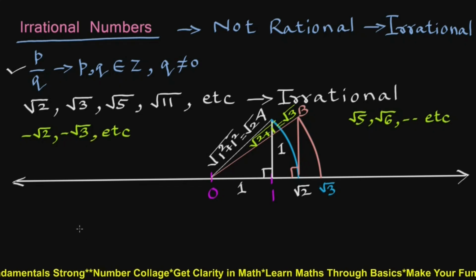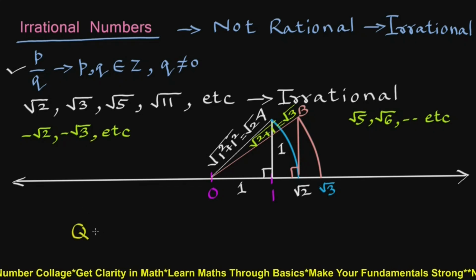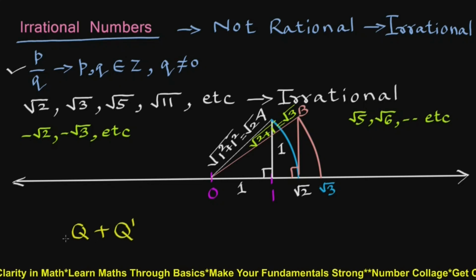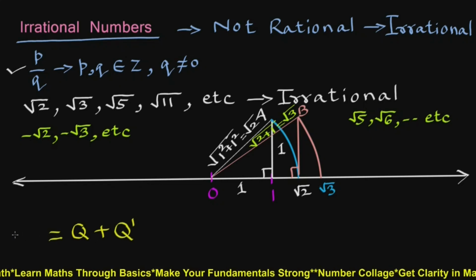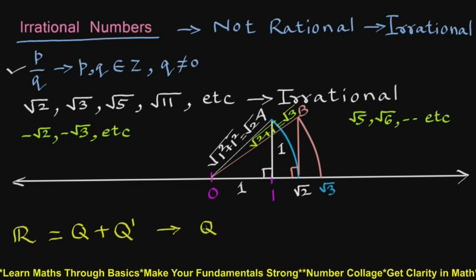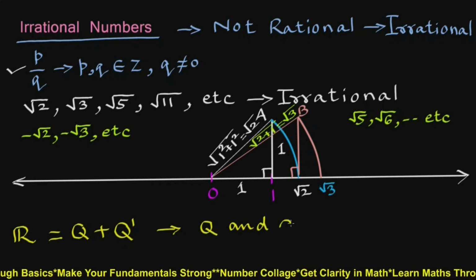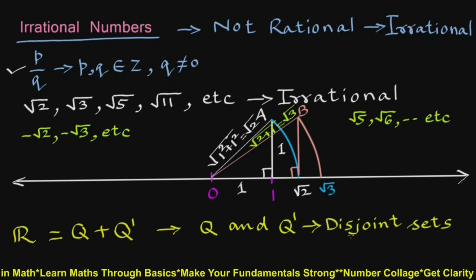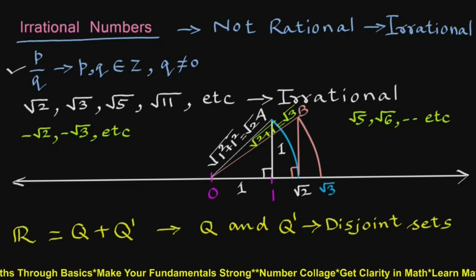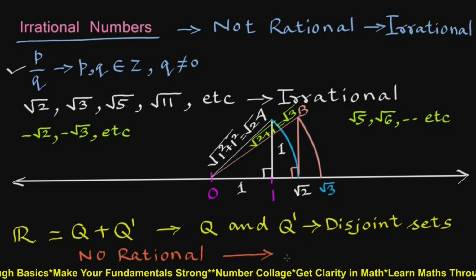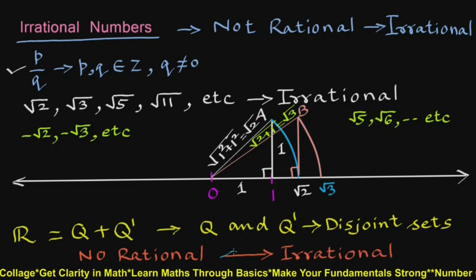Now all the rational numbers Q together with all irrational numbers, say Q dash, form the set of real numbers R. Here rational numbers Q and irrational numbers Q dash are disjoint sets because there are no common numbers between them. So no rational number is irrational and vice versa.